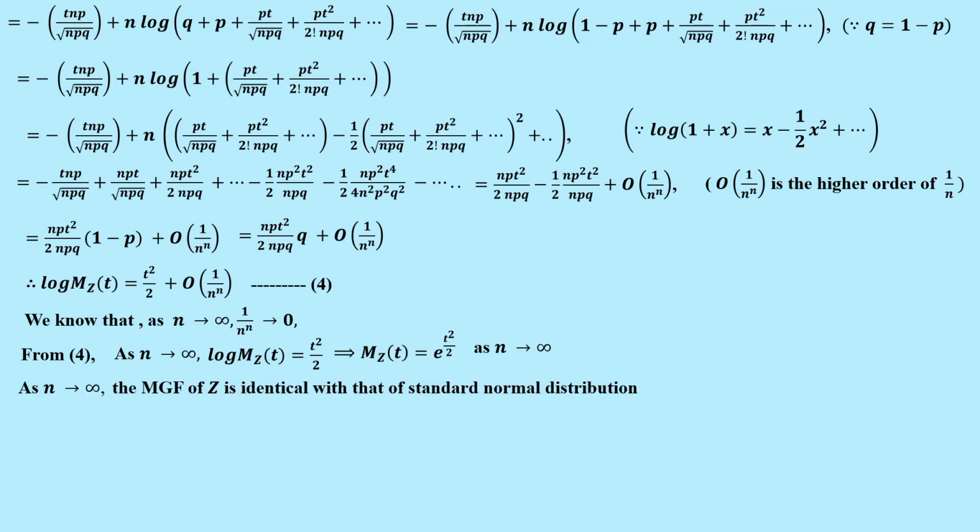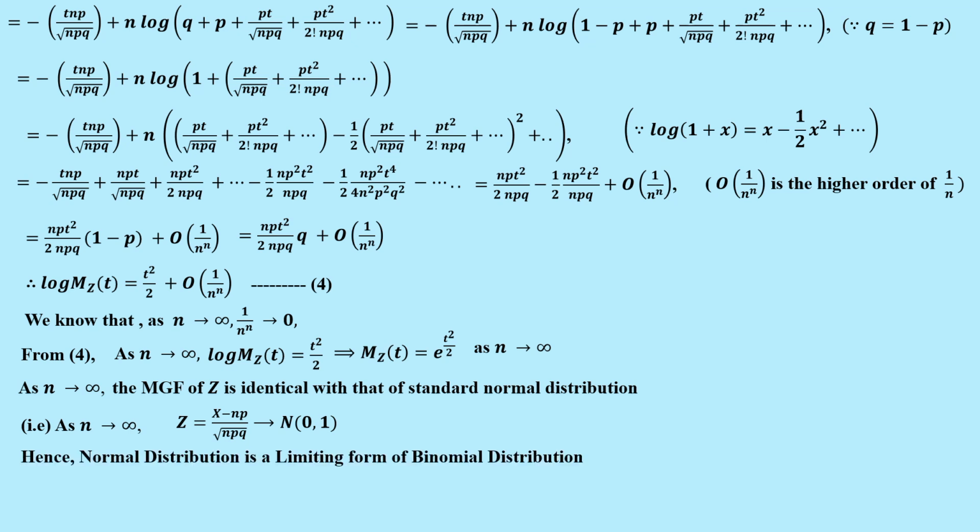As n tends to infinity, the moment generating function of z is identical with that of the standard normal distribution, e power t square by 2, right? As n tends to infinity, z is a normal distribution with mean 0 and variance 1, that is standard normal distribution. Hence the normal distribution is a limiting form of binomial distribution.